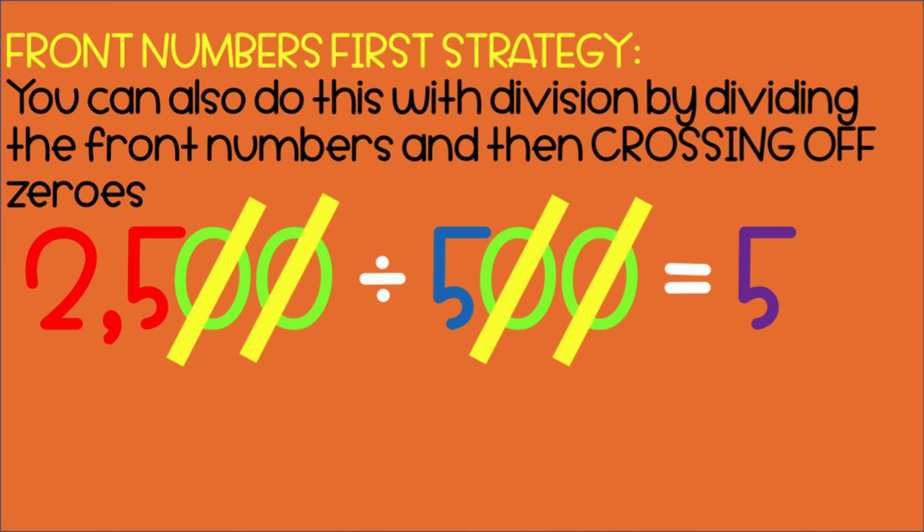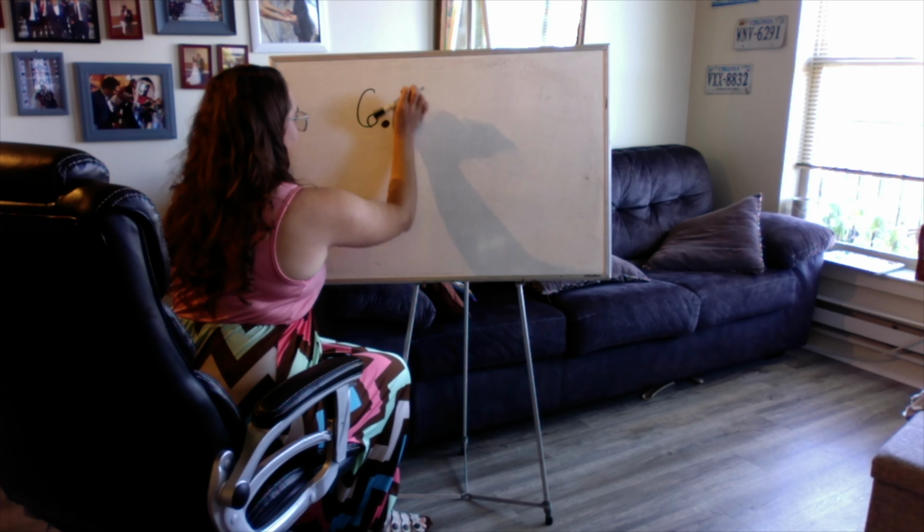You guessed it, you can also do this strategy with division. You can do this by dividing the front numbers and then crossing off the zeros. In this example, I start by dividing 25 by 5. It works out evenly, so my answer is 5. I have 2 zeros in my divisor and 2 zeros in my dividend, so they cancel each other out, so my answer is 5. Let's head to the whiteboard for an example.